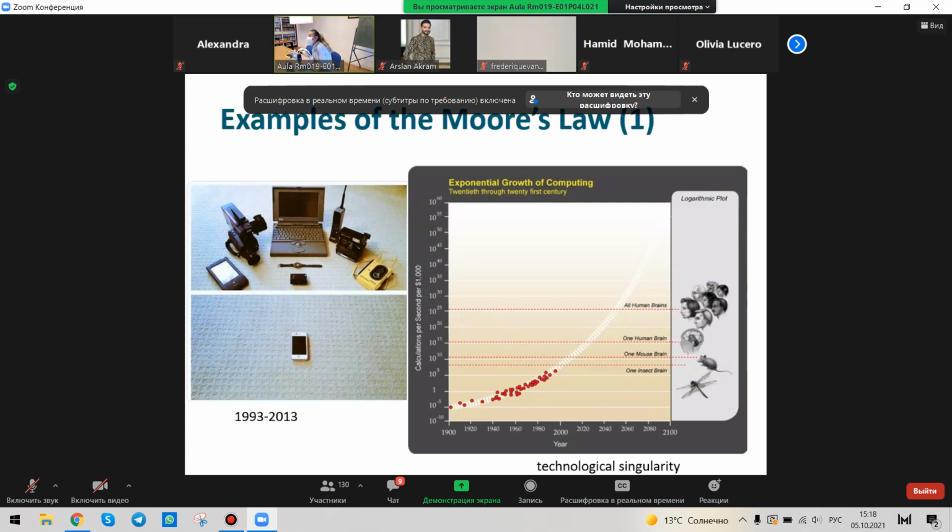How is it called? Technological convergence. So three devices just converge within one.